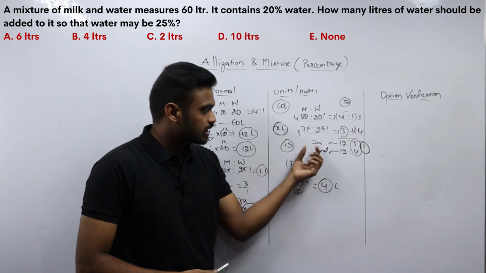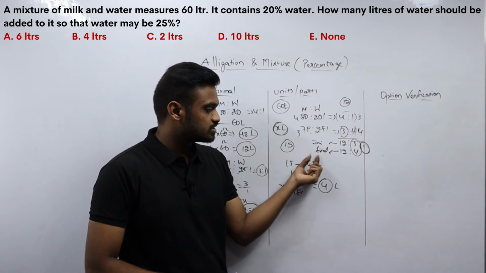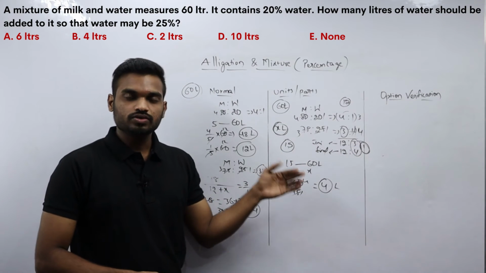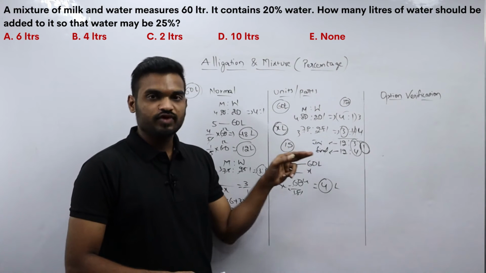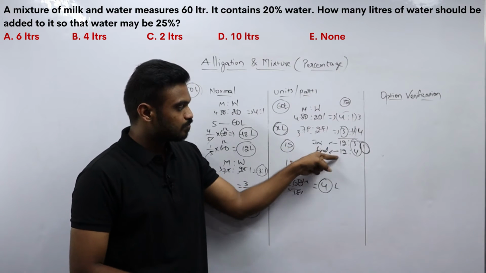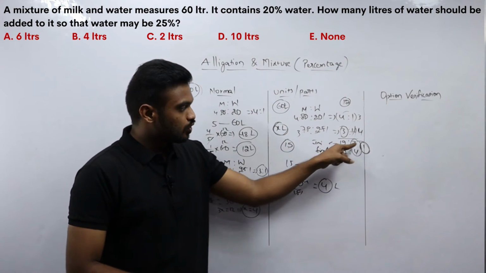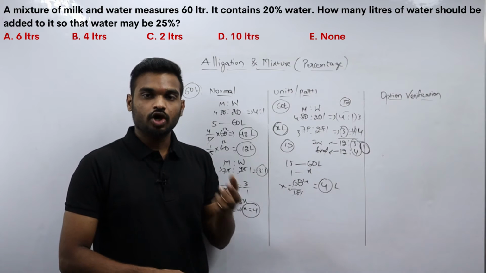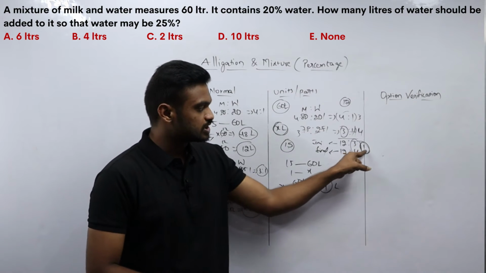Okay, so that's the reason I got the initial ratio as 12:3 and the final ratio as 12:4. Now the quantity of milk before adding the water and after adding the water is the same in both cases, right? So only the quantity of water is changing, and the part that changes is 3 minus 4, that is 1 part.